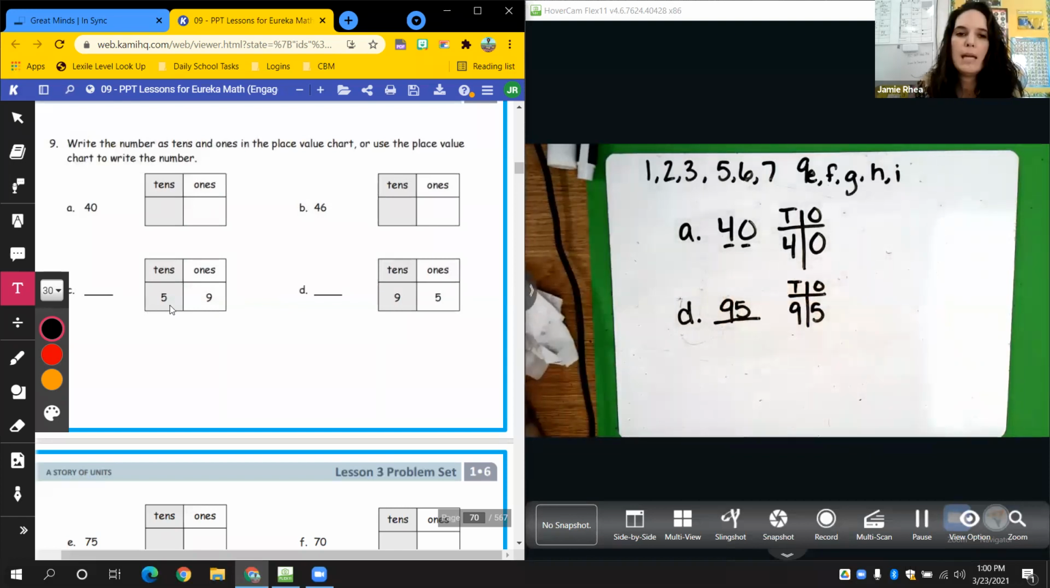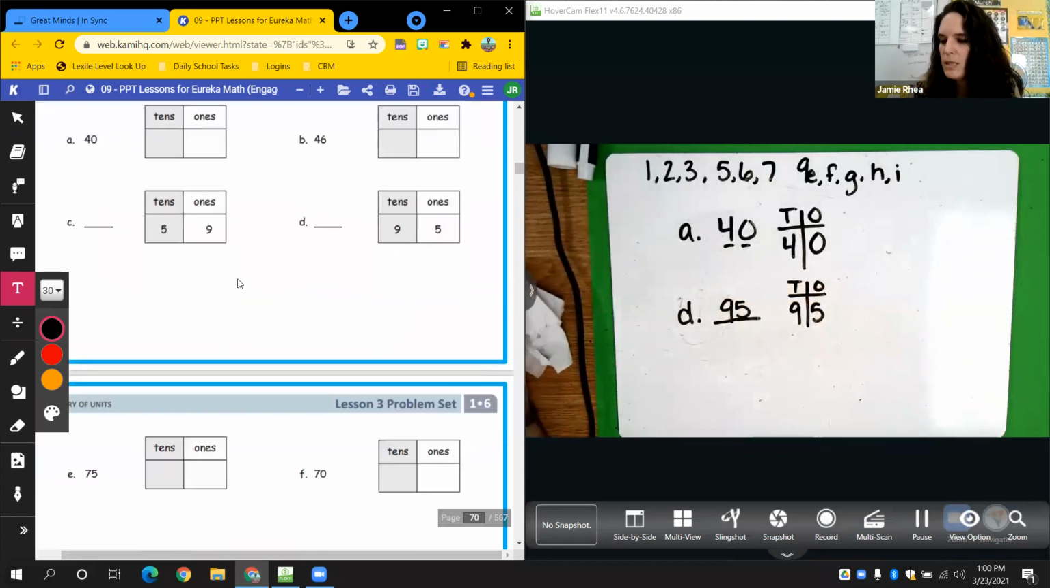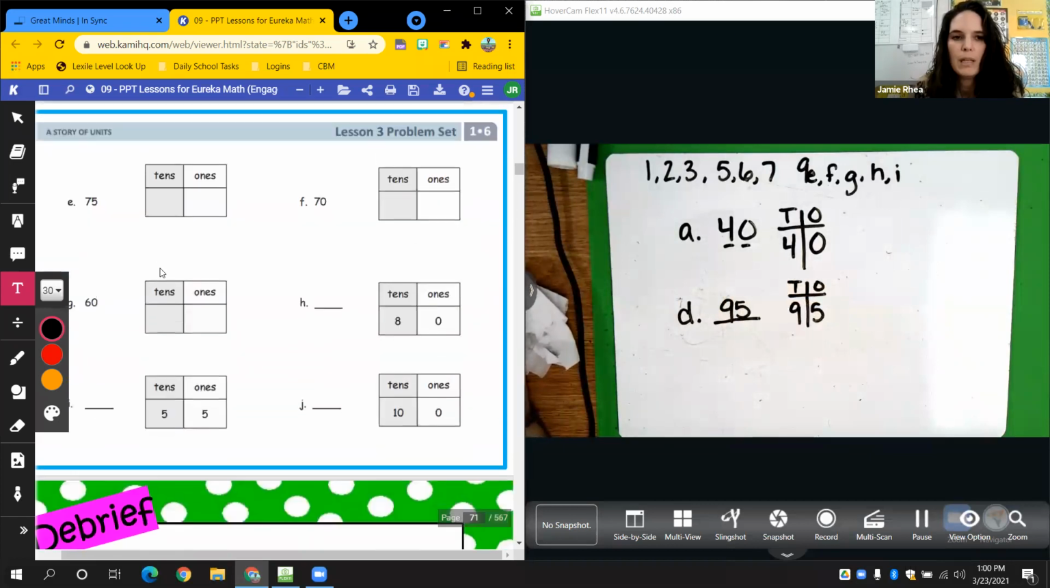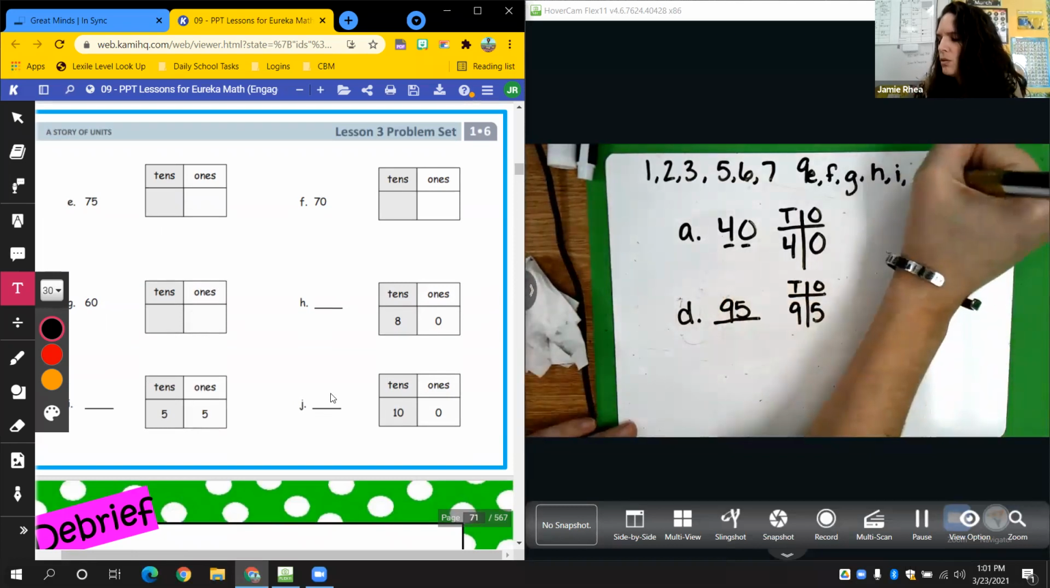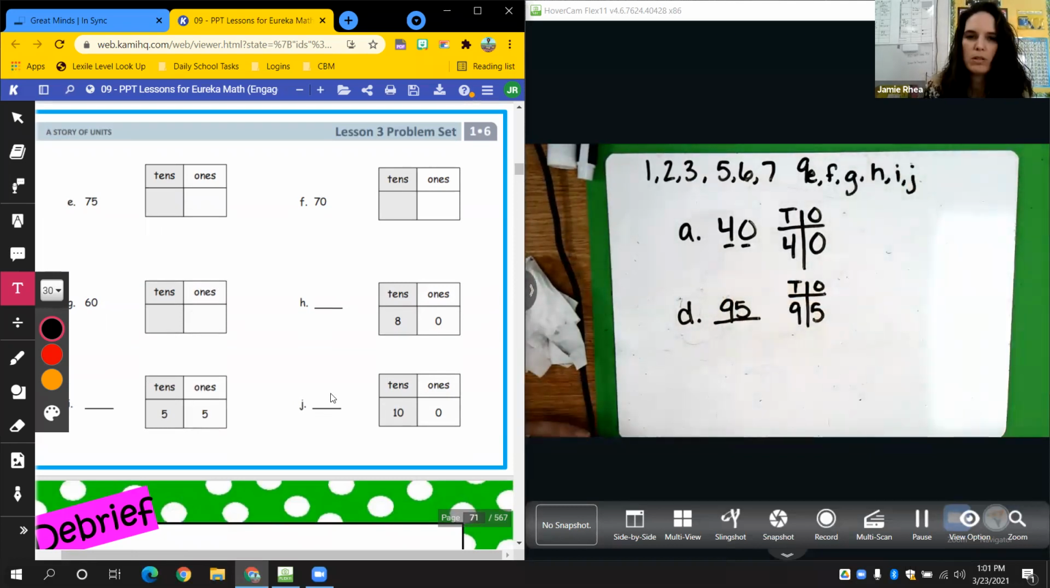You're gonna do A, B, C. No, I'm sorry, you're not doing A, B, C, D. You're doing E, F, G, H, I. Let's go ahead and do J. Let's move it to J. Do it through J, okay? That way we're doing all 6 of those.